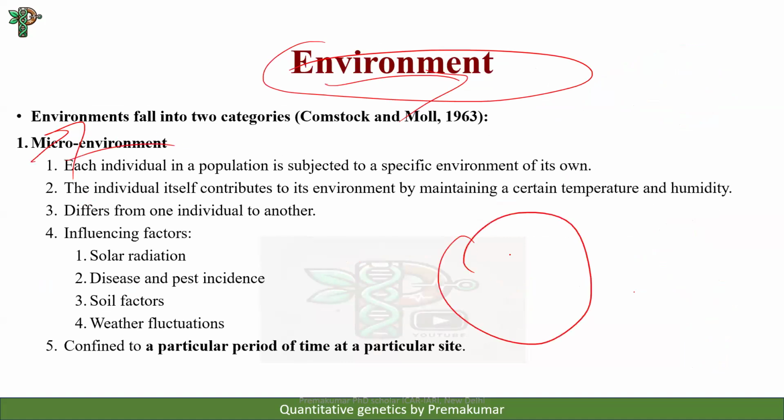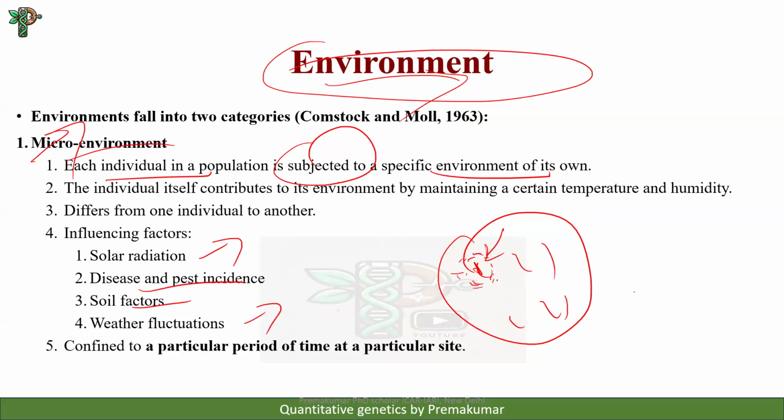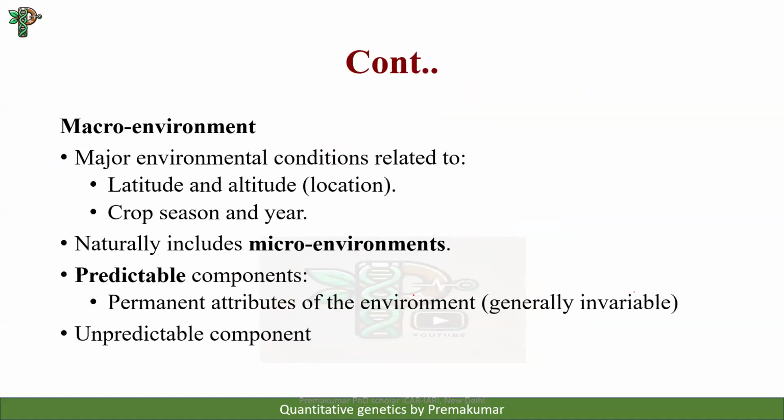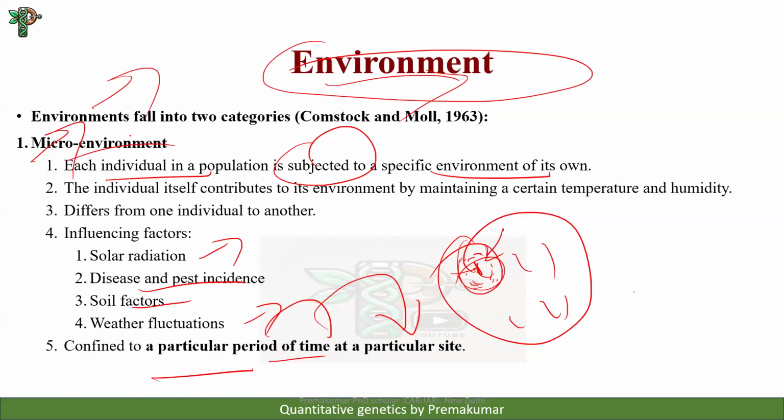For example, you're growing your plants in the field. Each individual of a population is subject to a specific environment of its own. The surrounding environment in a single field itself is called microenvironment. How much radiation this plant is getting, how much disease and pest it is getting, what the soil factors around this plant are, and what the weather fluctuations around this plant are, all are microenvironment. It is confined to a particular period of time and the particular site where the individual is present. This classification was given by Comstock and Moll in 1963.